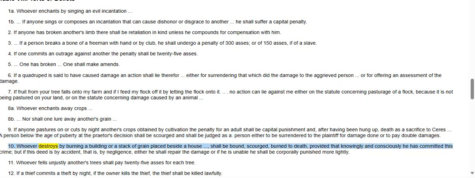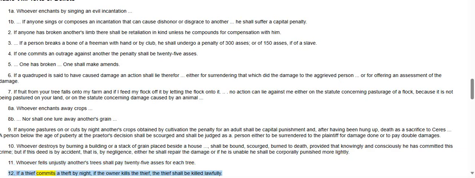10. Whoever destroys by burning a building or a stack of grain placed beside a house, shall be bound, scourged, burned to death, provided that knowingly and consciously he has committed this crime, but if this deed is by accident, that is, by negligence, either he shall repair the damage or if he is unable he shall be corporally punished more lightly. 11. Whoever fells unjustly another's trees shall pay 25 asses for each tree.